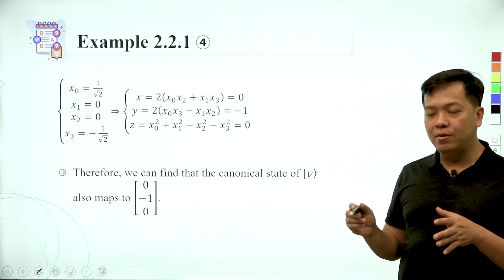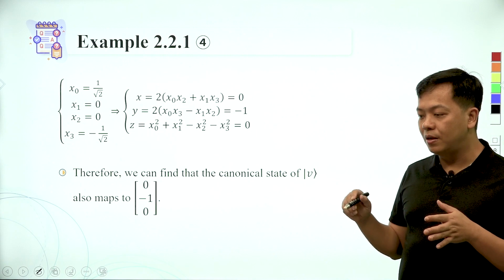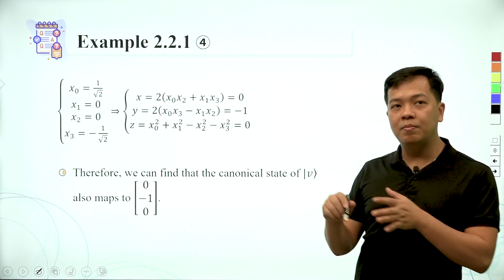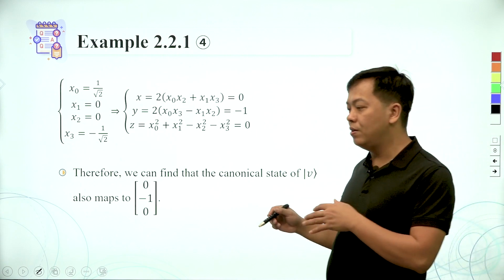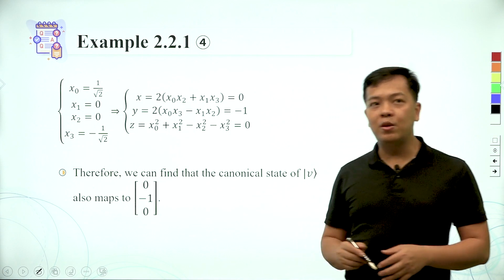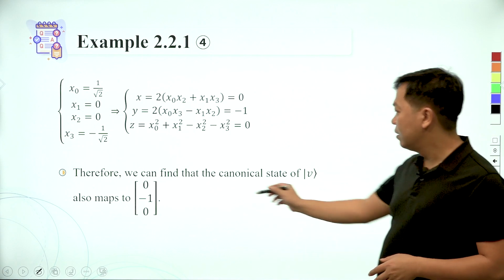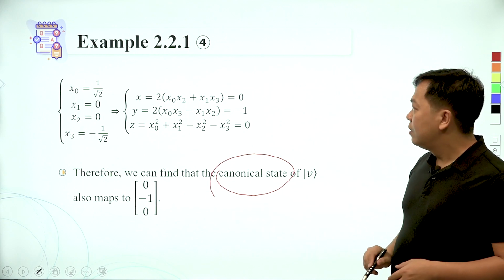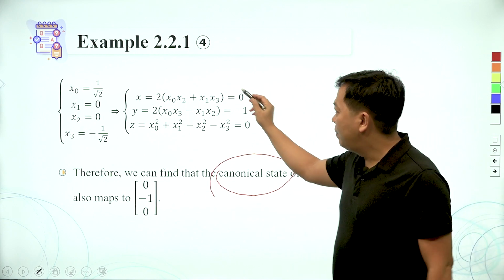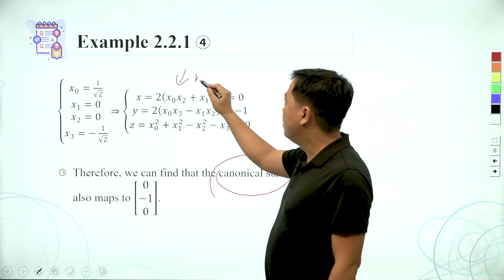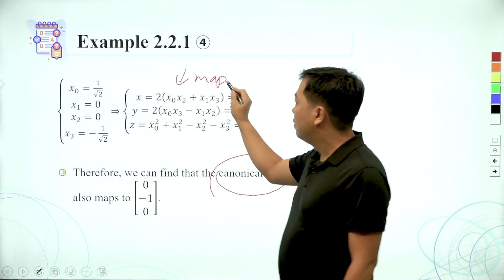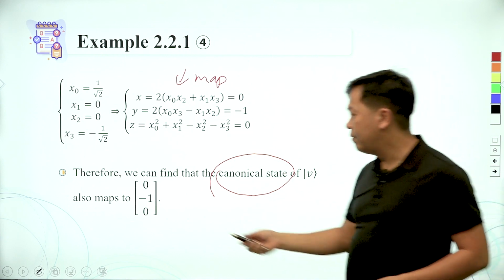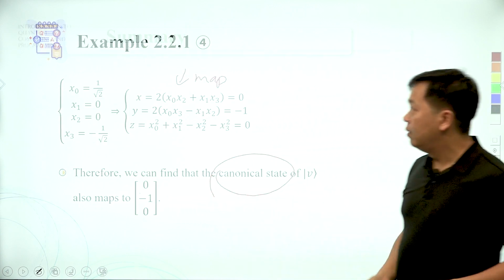After we have the quantum state represented in the Hopf map, you can transfer it and find the canonical state. This is how you apply the Hopf map, and you can calculate the same value.